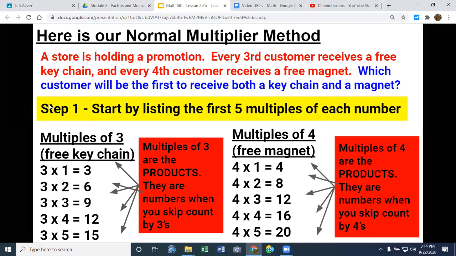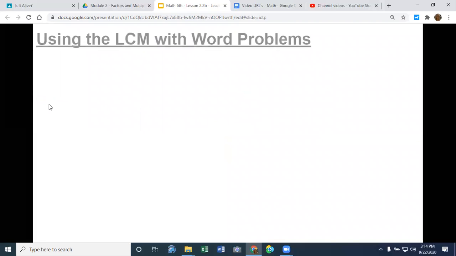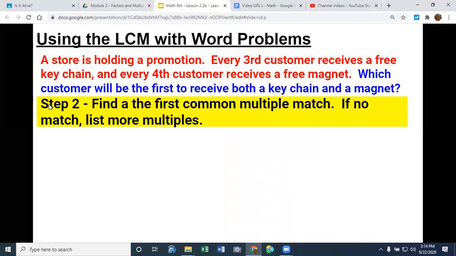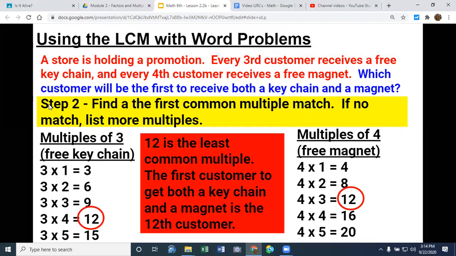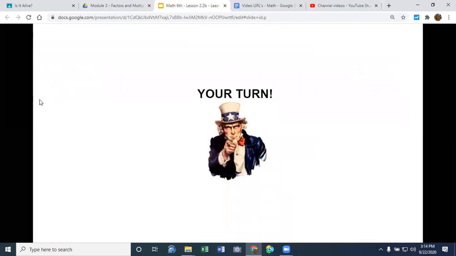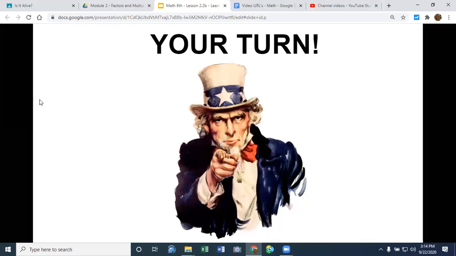And then we find our first match. We'll bring them back. Our first match is 12. 12 is the least common multiple. The first customer to get both a keychain and a magnet is the 12th customer. Both methods work. Pick the one you like. Now it's your turn to give it a try.